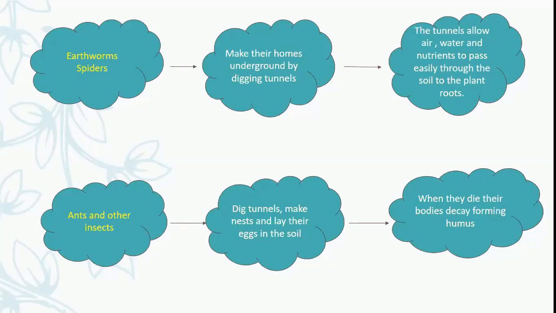What about ants and insects? Also, ants and insects dig tunnels in the soil. They make their homes in the soil, and they also lay their eggs in the soil. And when these living organisms like ants and insects die, as we said before, anything that dies in the soil will decay, forming humus and adding nutrients to the soil.